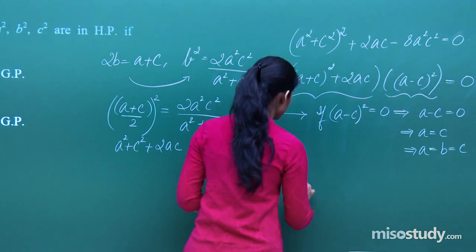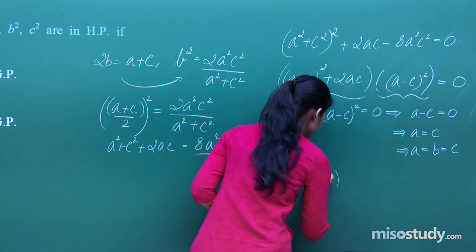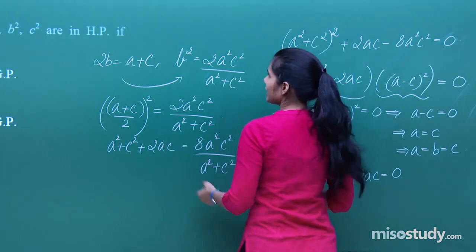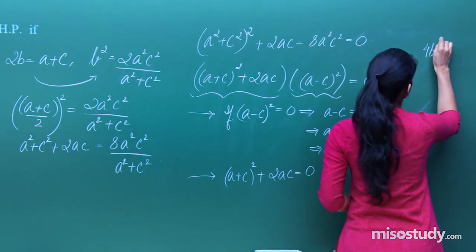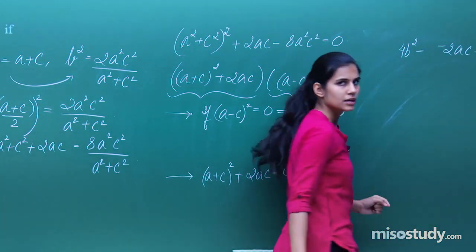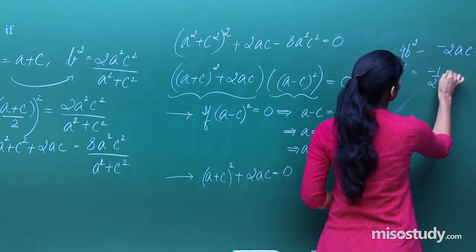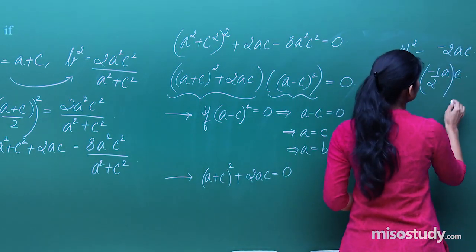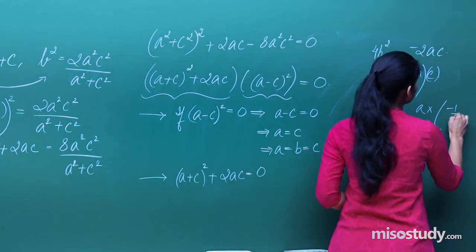Another condition is that if this other factor is 0, that means (a plus c) whole square plus 2ac is 0. Now, a plus c is twice of b, so you basically get (twice of b) whole square equals minus 2ac, right? Which means b square equals minus 1 by 2 ac. I can write this as minus 1 by 2 a into c, or I can write this as a into minus 1 by 2 c.